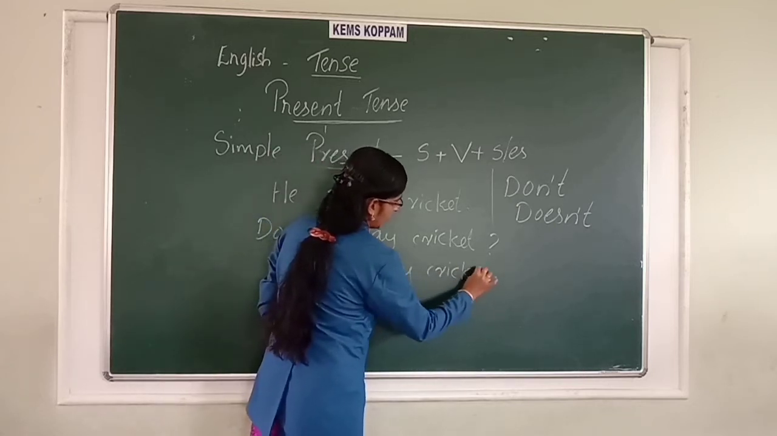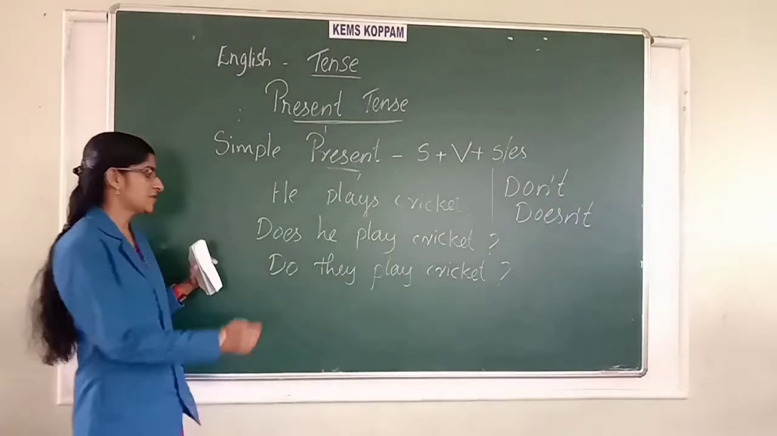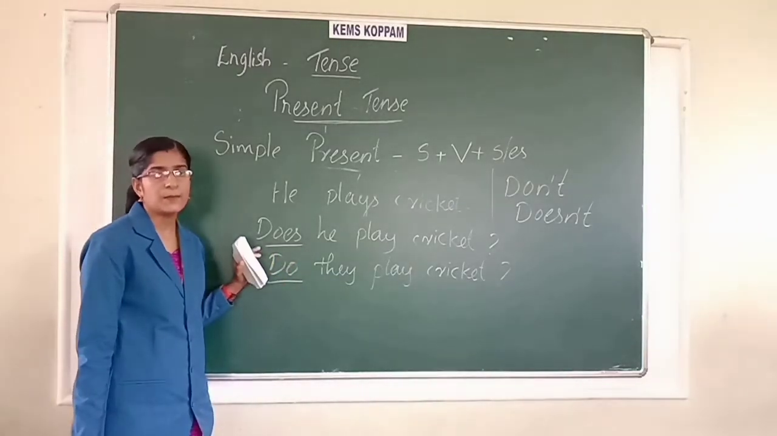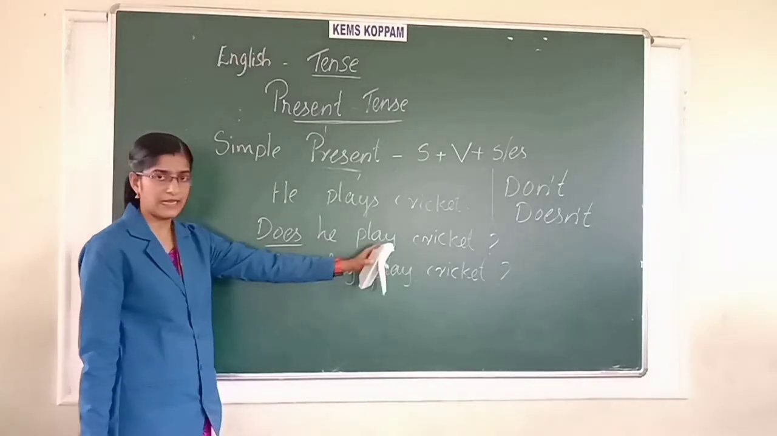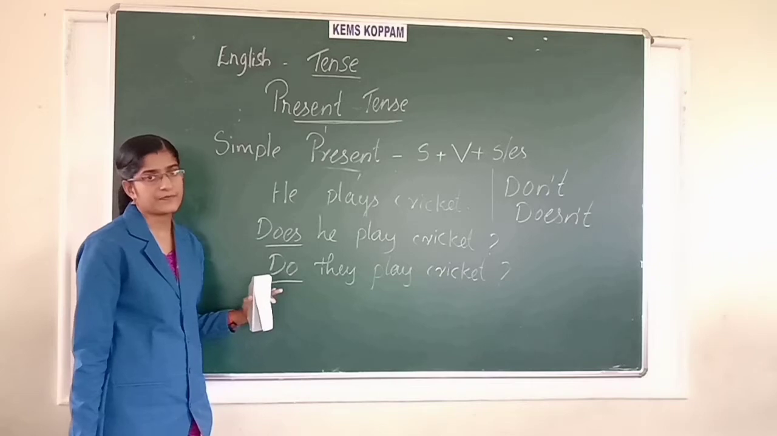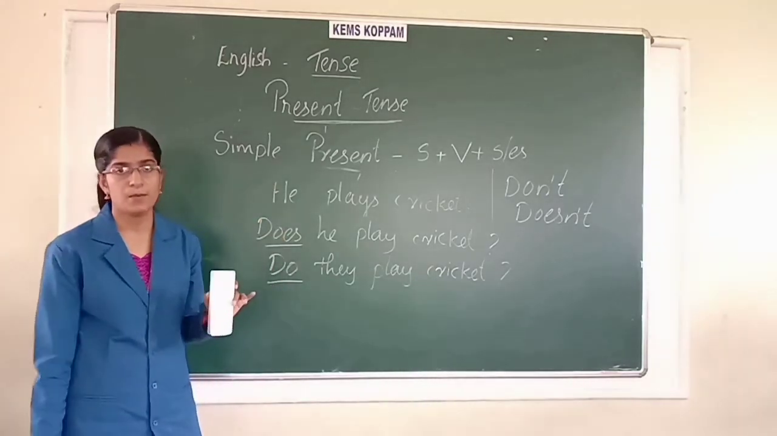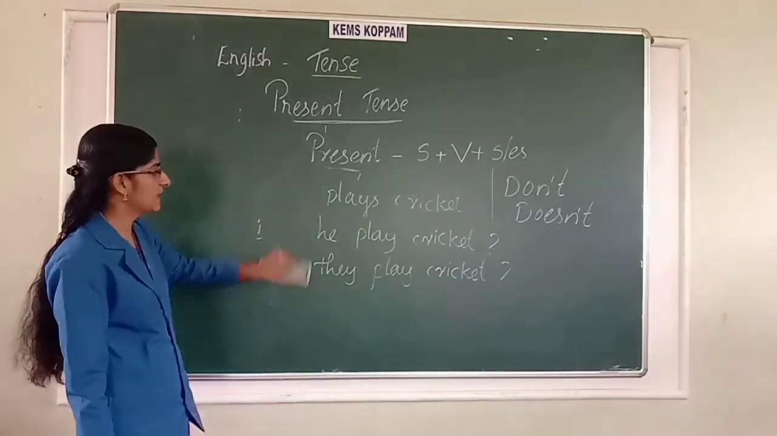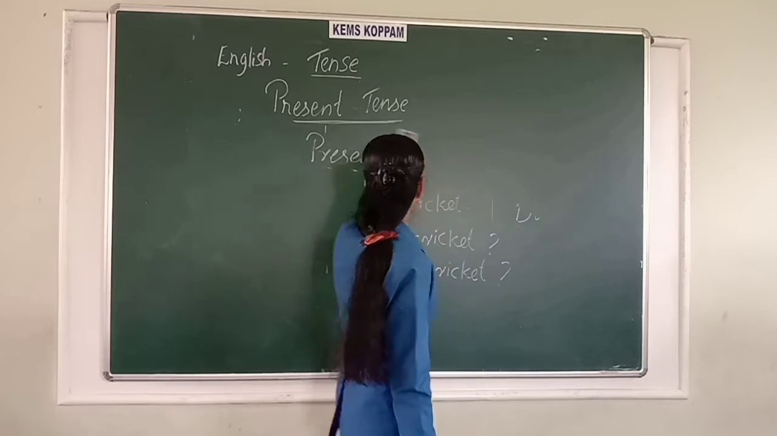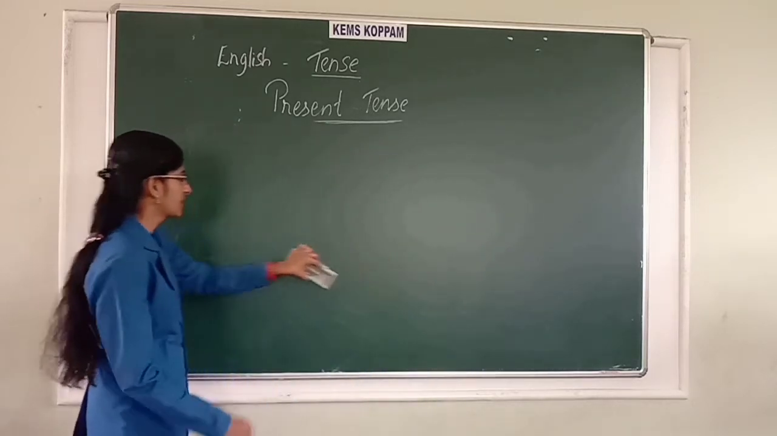So in order to make a question in simple present, just bring does and do at the beginning. Does he play cricket or do they play cricket? Clear? So this is all about simple present. And what is the next one? Present continuous. Okay, next we want to learn present continuous tense.